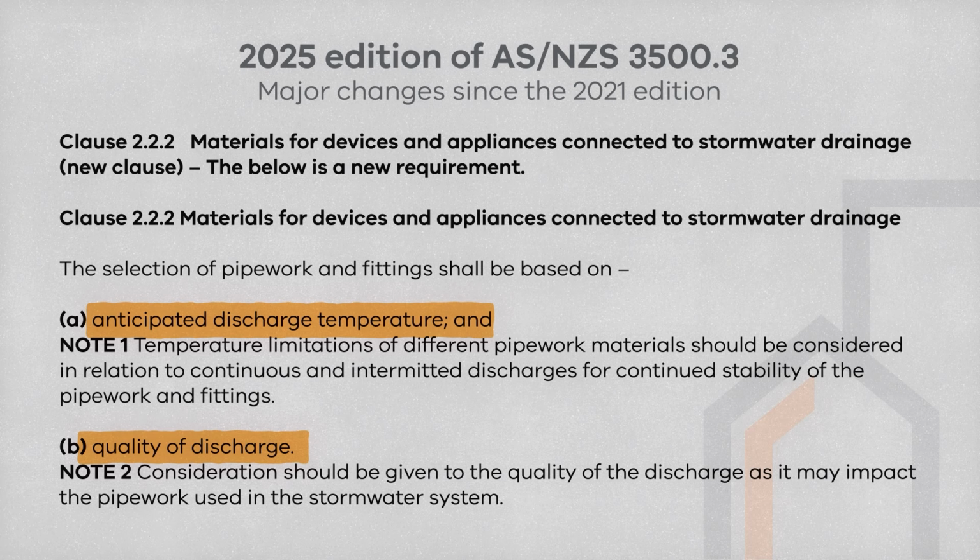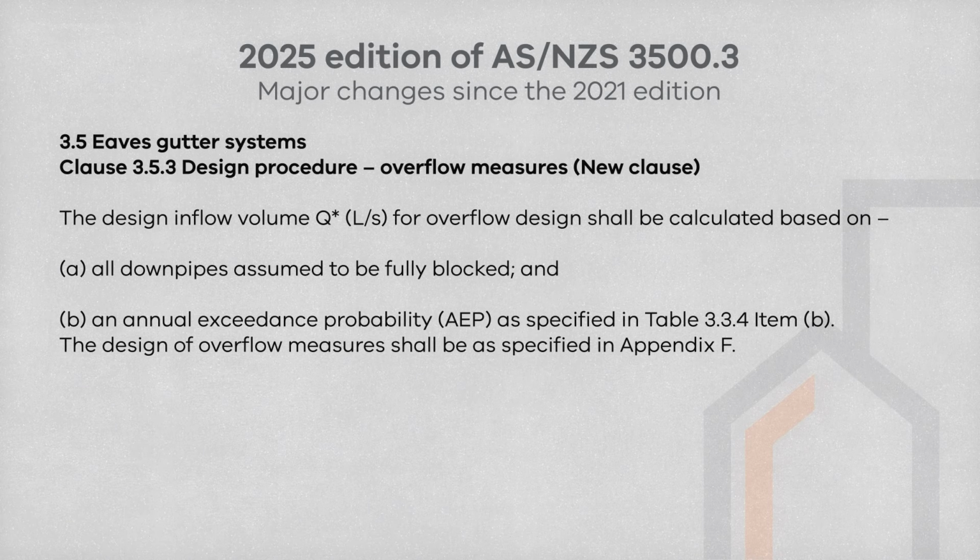Clause 3.5.3 is a new clause that sets the basis for designing overflow measures in EVA's gutter systems. When designing for overflow, start by assuming that all downpipes are fully blocked. Then, determine the catchment area in accordance with the method outlined in Section 3.3. Next, calculate the inflow rate Q*. That's the inflow volume in liters per second. Once you have established the inflow rate, move to Appendix F to select the appropriate overflow measure for your design. We will go through the detailed calculation steps when we cover Appendix F in more depth.